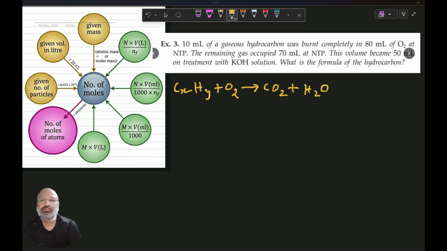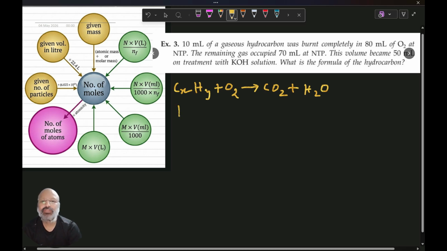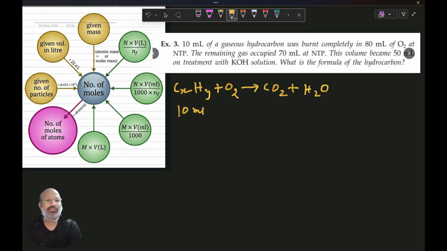They said you have taken 10 ml of the hydrocarbon sample, and it was burned completely in 80 ml of O2. 80 ml of O2 doesn't mean that all the oxygen gas is being utilized. You are giving 80 ml in excess. You need to understand that. Not all of it is participating. Then the remaining gas occupied 70 ml at NTP.